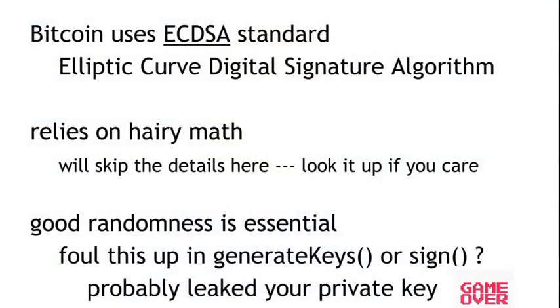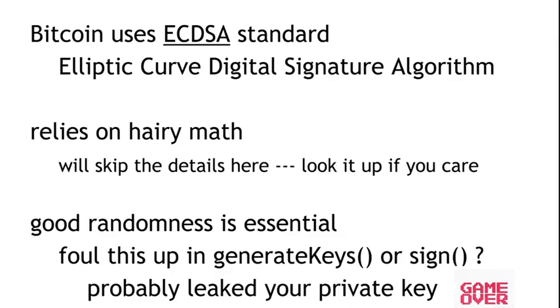Okay, now let's get into the nuts and bolts. Bitcoin uses a particular digital signature scheme that's called ECDSA. That's the elliptic curve digital signature algorithm, and it's a US government standard. And we won't go into all the details of how ECDSA works. It relies on some extremely hairy math. And trust me, you don't want to see all the details of how that works. You can look it up if you're interested.